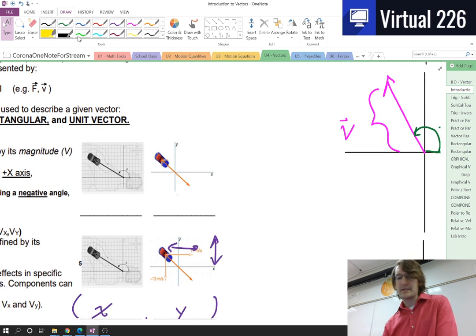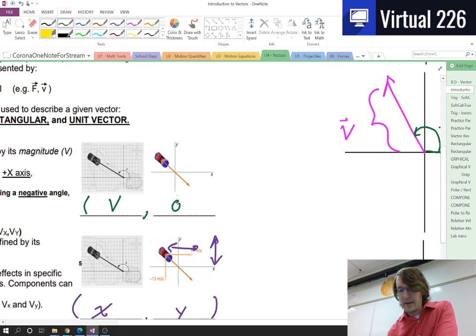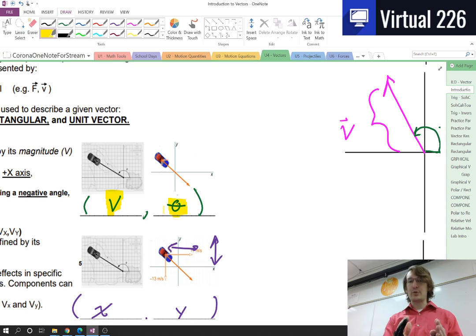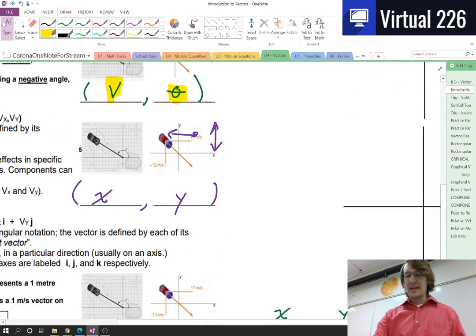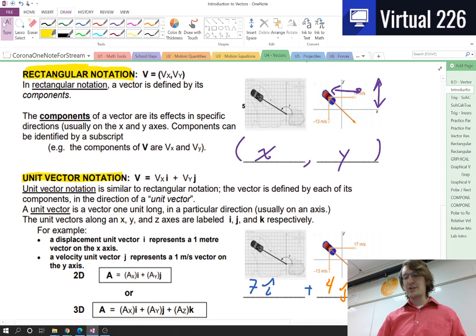So whenever we write this out, we would write this as v, comma, theta. This has a size, and this has a direction. This polar notation is very powerful because we immediately know that we have a vector, we have a size and a direction, and we know what those are. It's very nice whenever we're trying to graph things out. The rectangular and unit vector notation are not as nice when you're trying to draw things out graphically because you don't know an angle. You just know x's and y's.